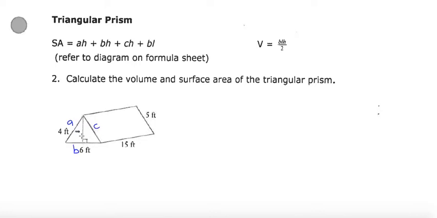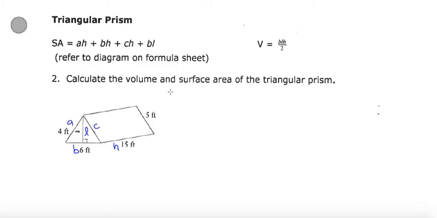And then we're going to calculate our length. The length in this case refers to the height of the triangle. I know that's a little confusing, but that's what we look at. And then the height of the prism, in this case, is 15. So now that we have those labeled, we want to again calculate the volume and the surface area.